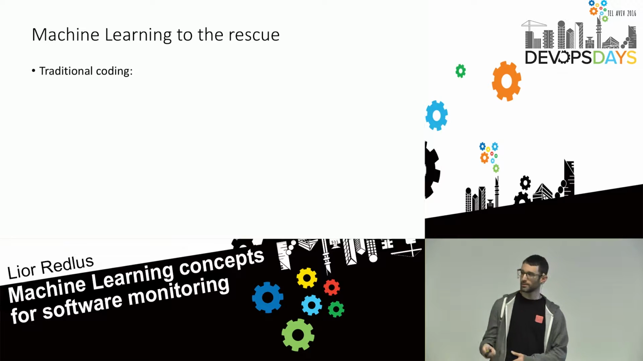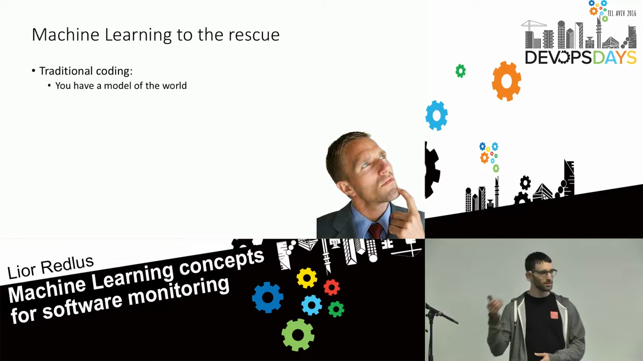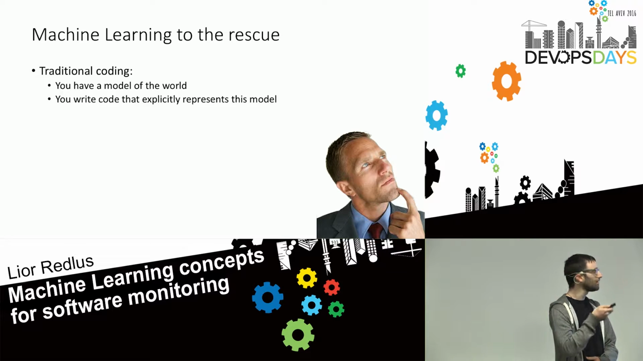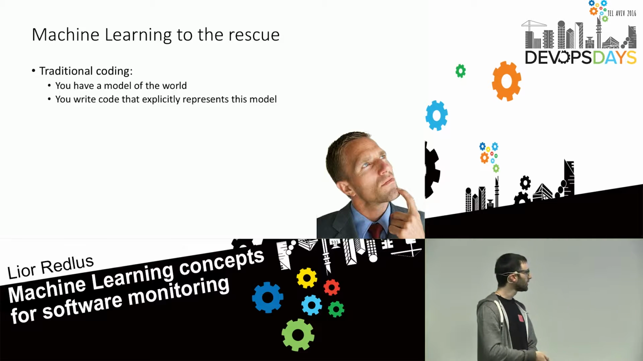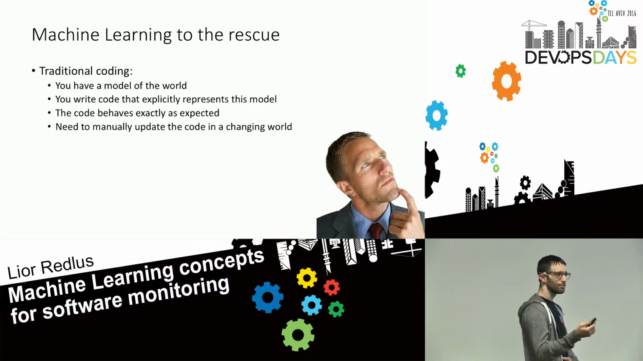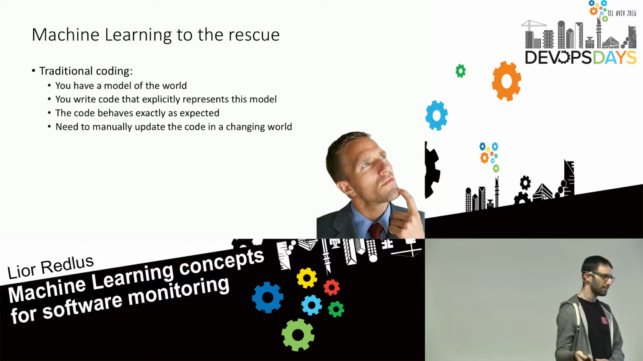In traditional coding, what we do mainly is that we have a model of the world, of how the world works, in our head. And then we write code that explicitly represents this model and behaves exactly like we expect it to. And then, whenever the world changes, or the model in our head changes, we need to manually update the code in order to reflect that.